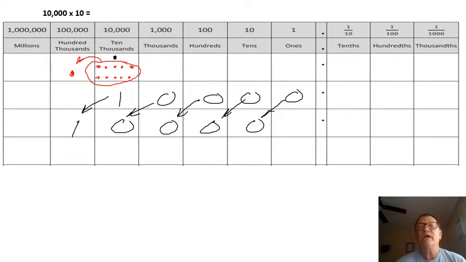Now, when I get to here, we've got this imaginary 0 over here. Not really imaginary, but they're there. We just normally don't write them down. And we can see that 10,000 times 10 equals 100,000.